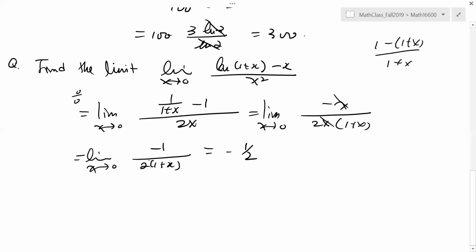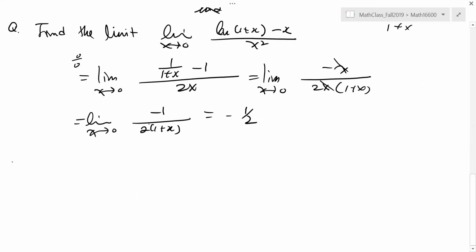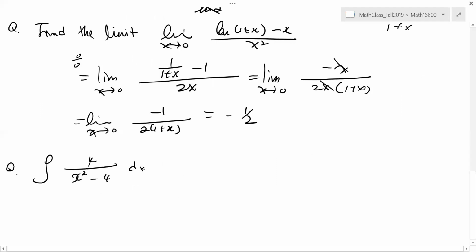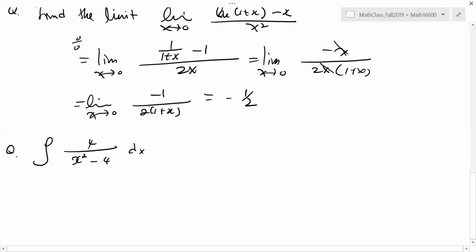I think that for these 3 problems, there are no tricks you can use. Basically, it's pretty straightforward. But for the integrals, you do need to think about how to evaluate an integral like 4 over x squared minus 4 dx. You memorize the formula. If you don't memorize the formula, you have to decompose it into 2 simple functions.